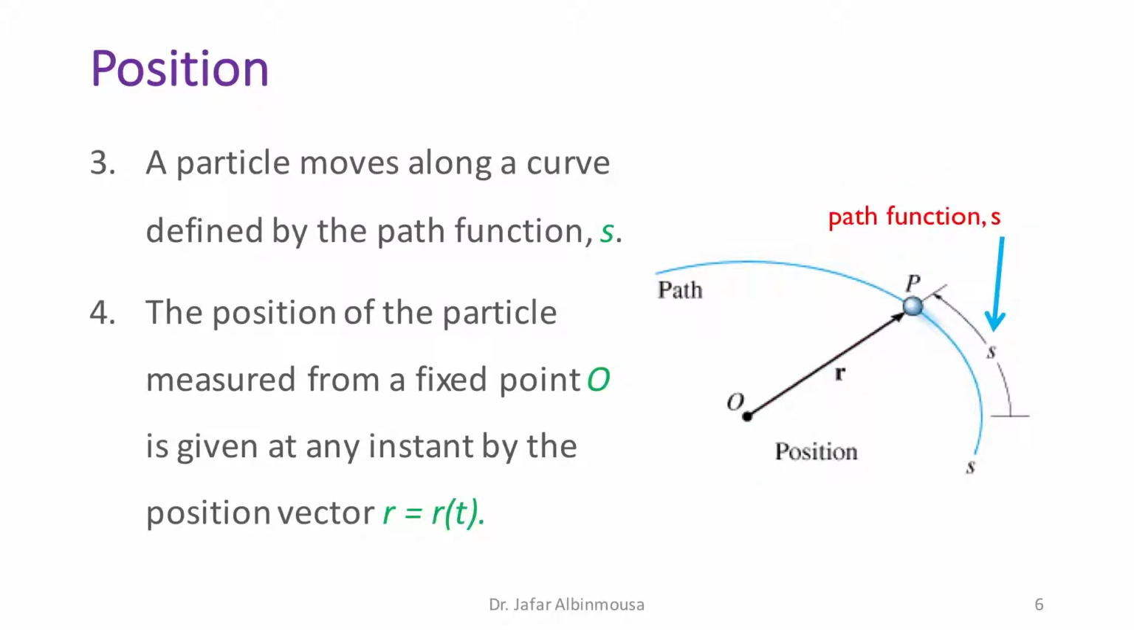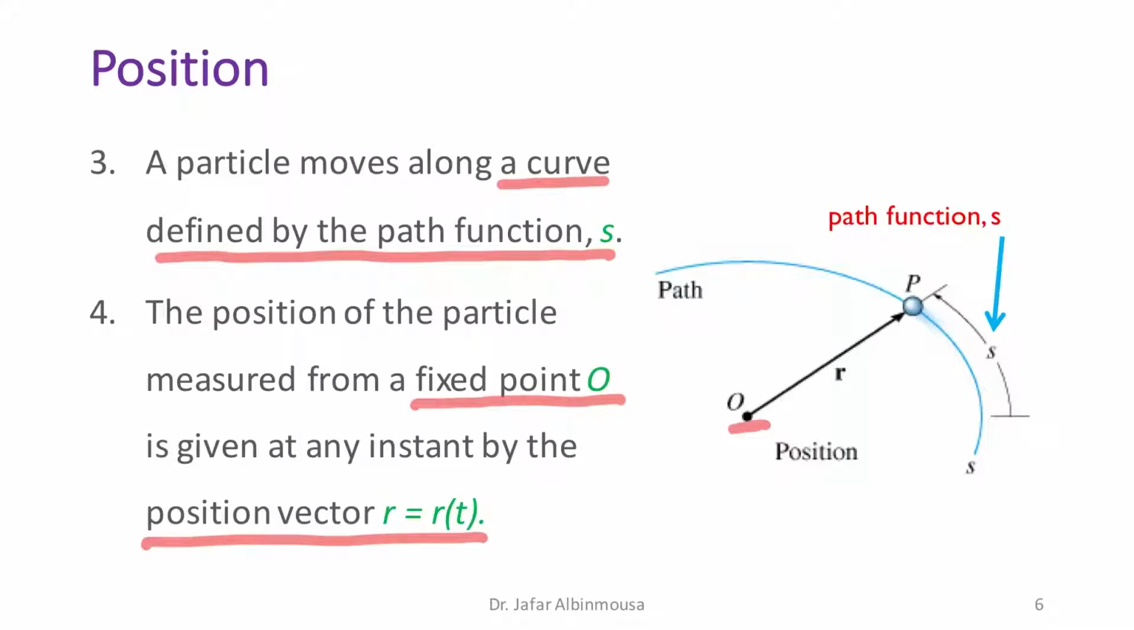As we discussed in the previous slide, a particle moves along a curve defined by a path function S. Then the position of the particle, measured from a fixed point O, which is this one, is given at any instant by a position vector r equals r(t), which means that the position vector itself is a function of time.